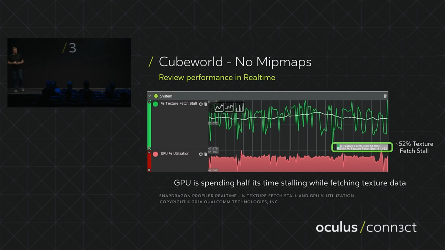So what we then said, well, why exactly is this happening? We went into our real-time mode and added our metric for texture fetch stalls. Basically, how much time is the GPU spending stalling, fetching texture data? And in this case, when we're not using mipmaps, it's basically half of its time it's stalling. So definitely not good.